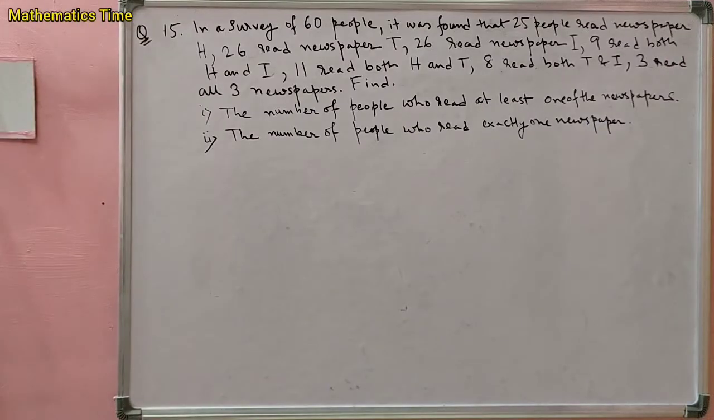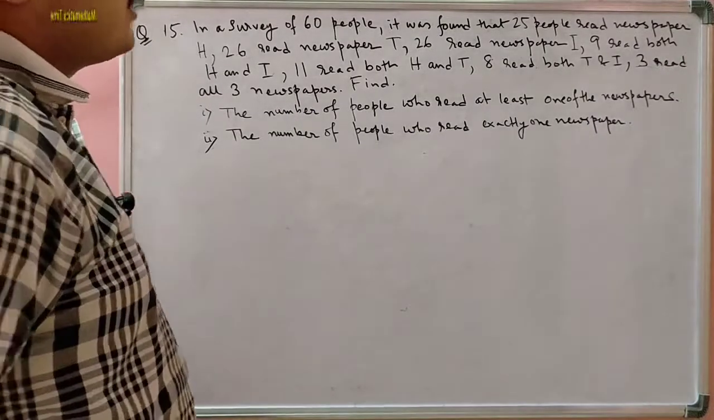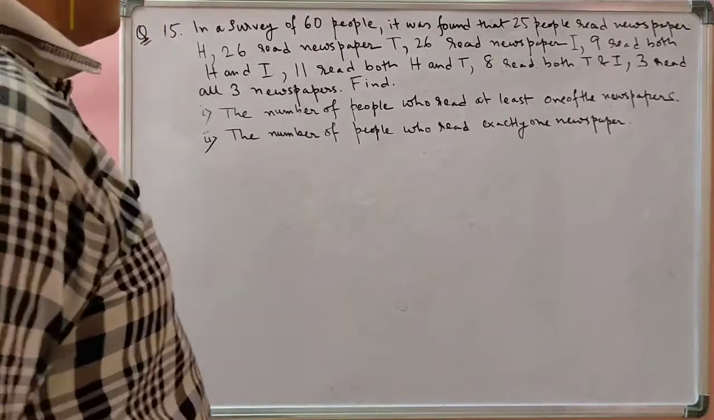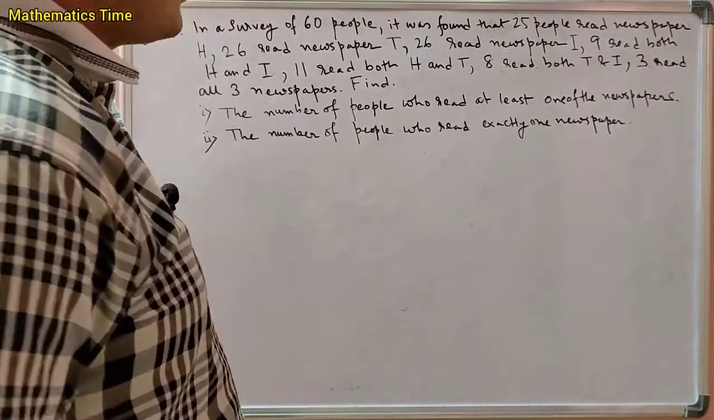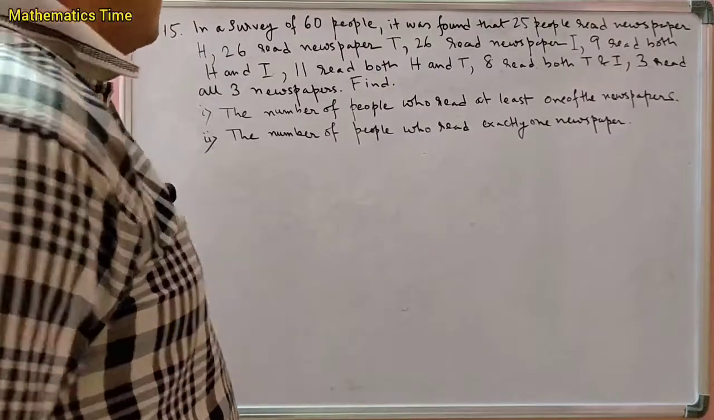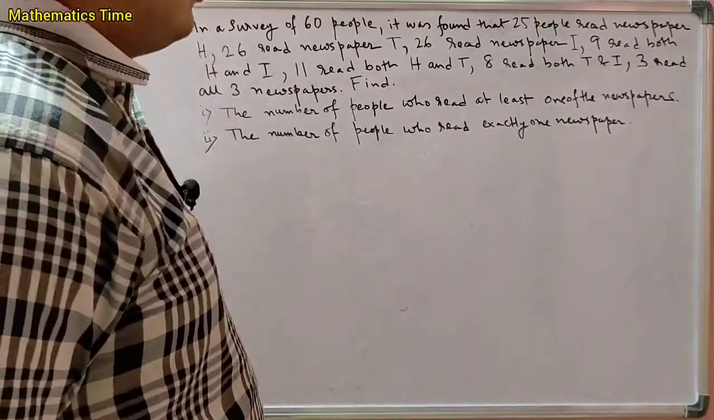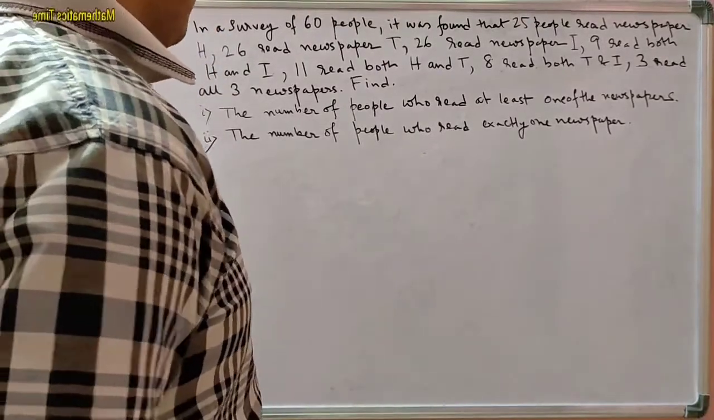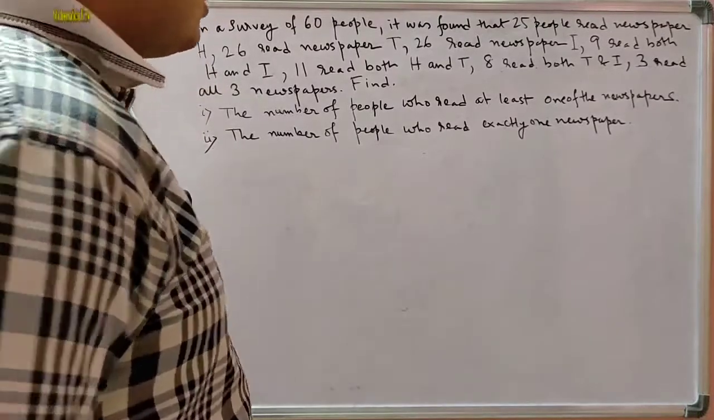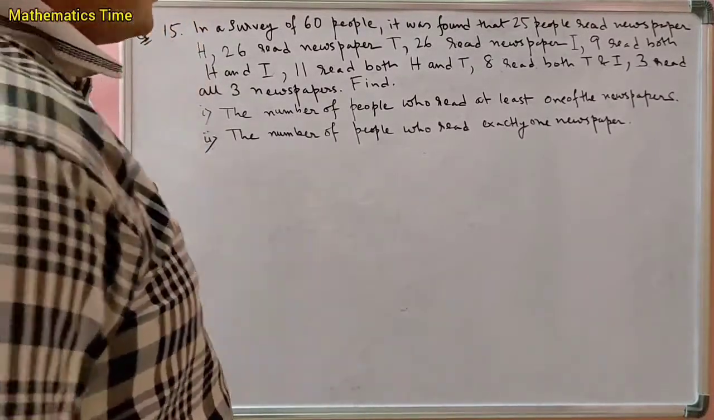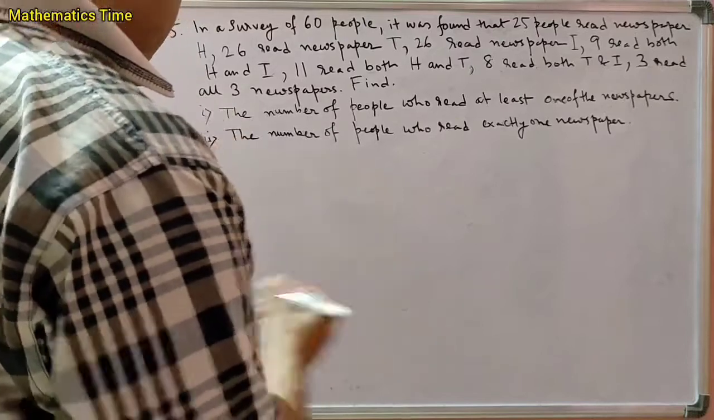So the next question states that in a survey of 60 people, it was found that 25 people read newspaper H, 26 read newspaper T, 26 read newspaper I, 9 read both H and I, 11 read both H and T, 8 read both T and I, and 3 read all 3 newspapers. Find the number of people who read at least one of the newspapers, and the number of people who read exactly one newspaper.